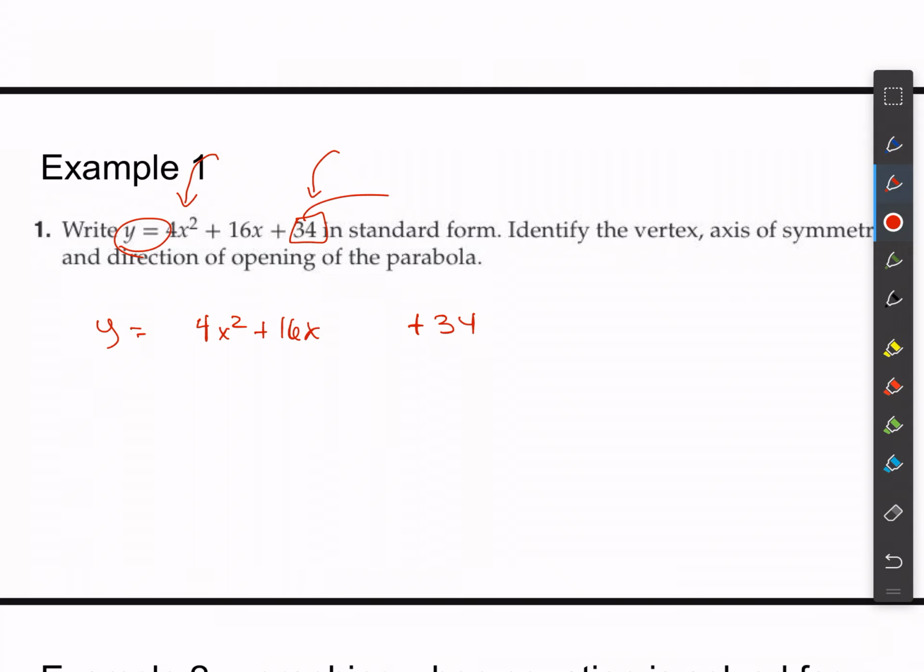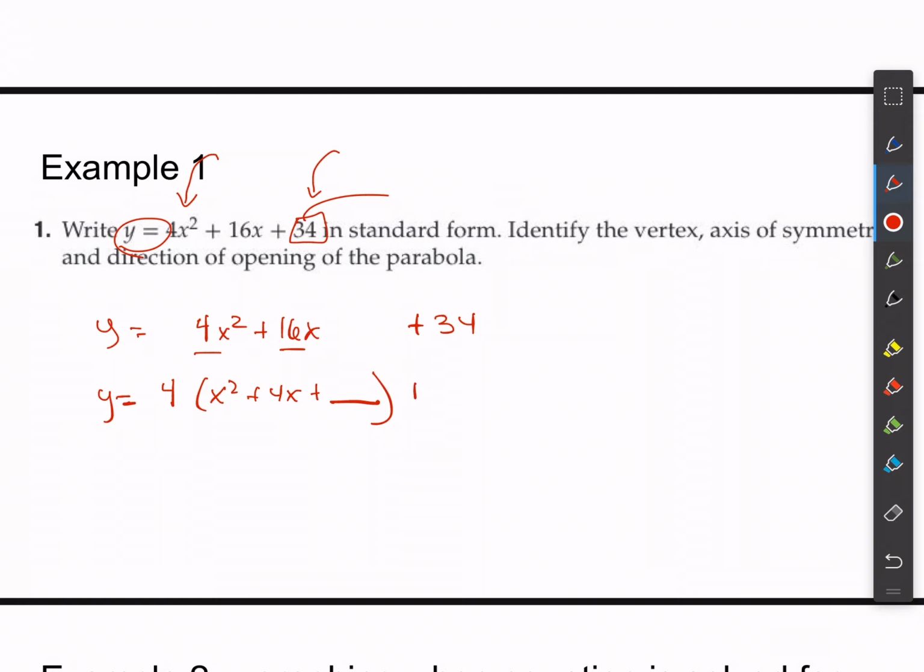Okay. Then what I do is I look here and see if there's anything that I can take out of these guys. And if there is, I take it out. So in this case, I have a 4. So I'm going to take a 4 out, and I'm left with x squared plus 4x. And then in order to complete the square, remember that it's always half of the middle term squared, and it will always be a plus. So it'll be plus something.